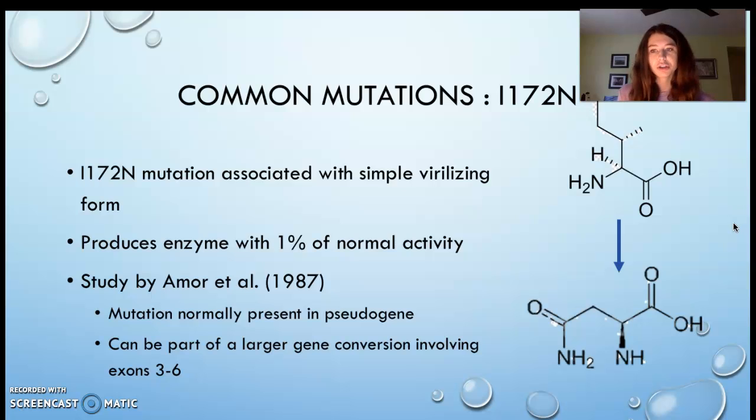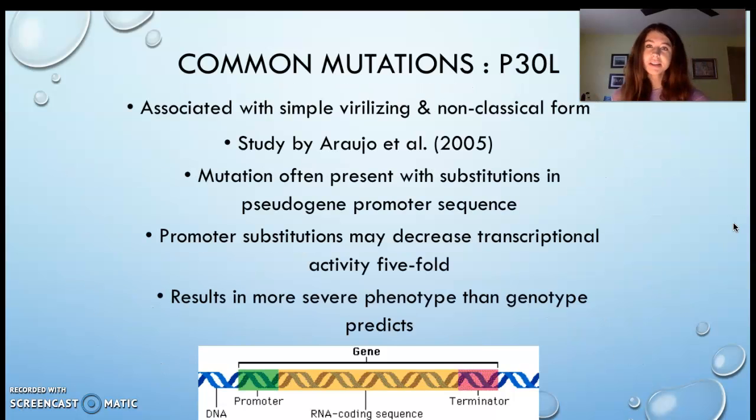So this could also show why enzymatic functioning is so compromised from this mutation. Now let's get to something really interesting. The proline to leucine mutation at position 30 is actually associated with both the simple virilizing and the non-classical form, which seems kind of counterintuitive, because you wouldn't think that the same mutation would be associated with 2 different forms. So why does the same amino acid substitution cause such varying functionality of the 21-hydroxylase enzyme?